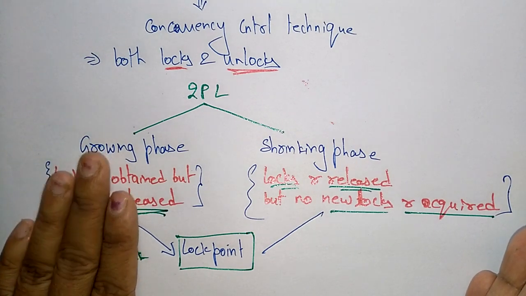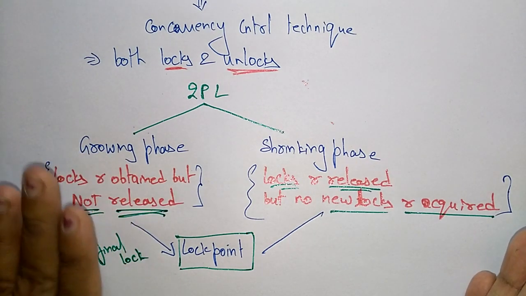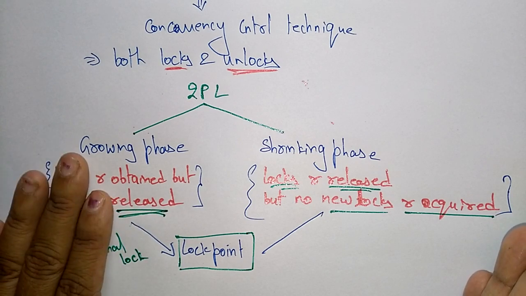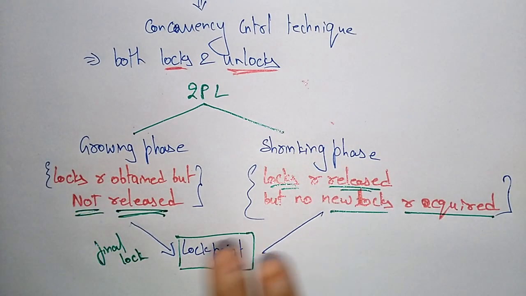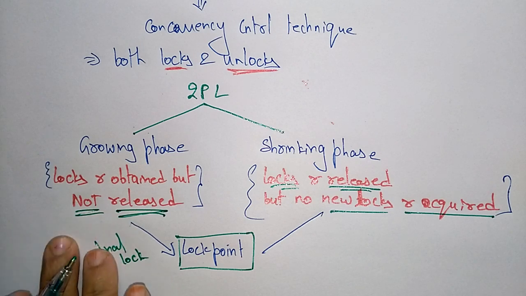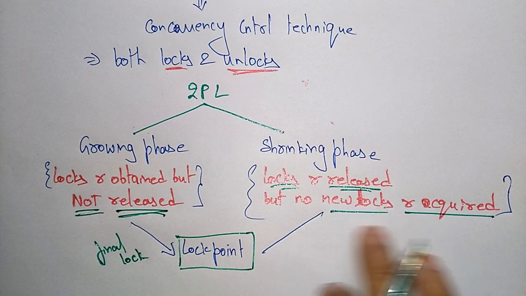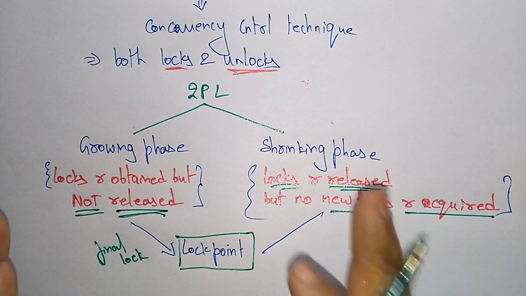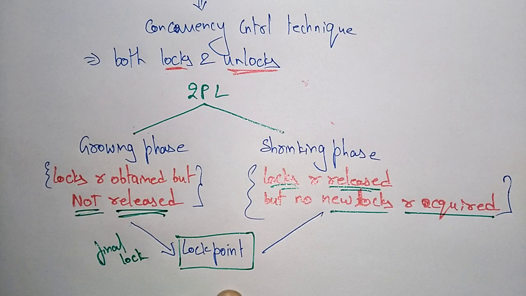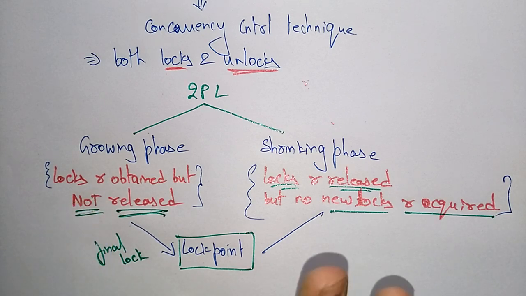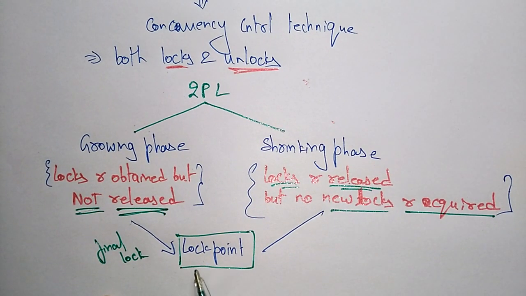The main thing to note here is the growing phase and the shrinking phase. In the growing phase, the locks can be obtained. You can't release the locks, you can only acquire them. New locks are allowed here. Whereas in the shrinking phase, whatever locks were made in the growing phase are released. But here you cannot allow new locks. In between them one lock point is there. So the growing phase knows when to stop the lock process: whenever it sees the lock point, that is the final lock of the growing phase.